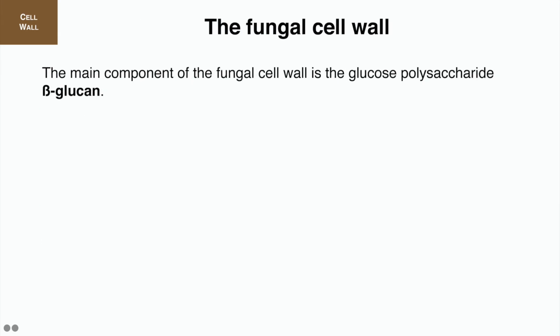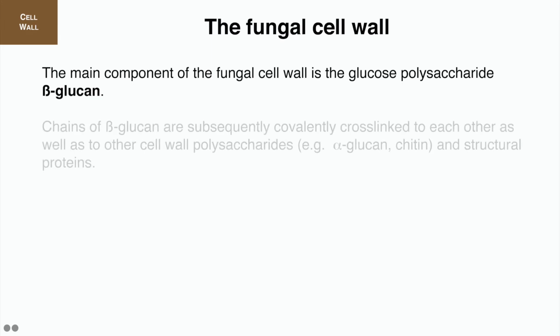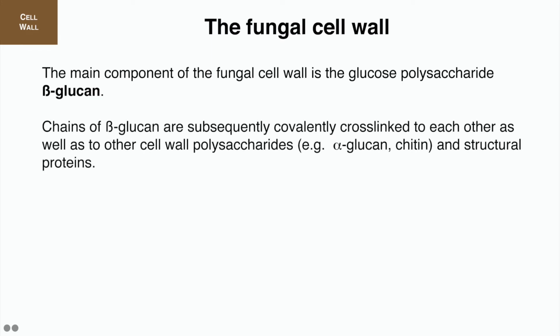The main component of the fungal cell wall is the glucose polysaccharide beta-glucan. Chains of beta-glucan are subsequently covalently cross-linked to each other as well as to other cell wall polysaccharides and structural proteins.